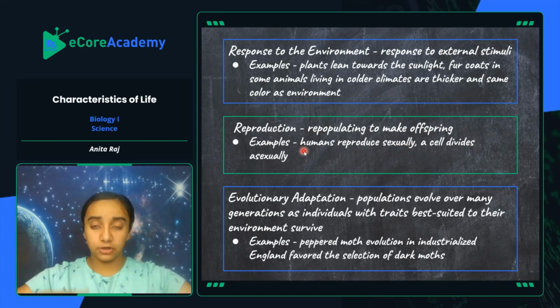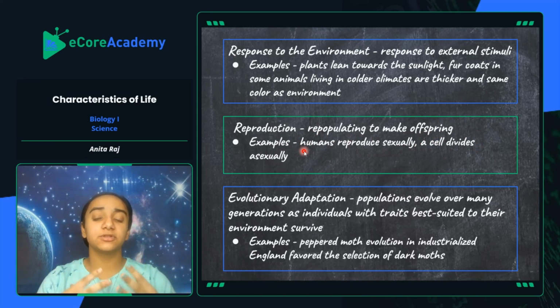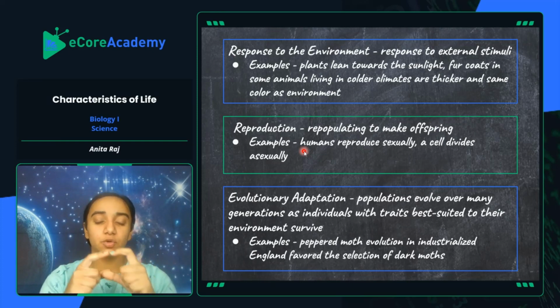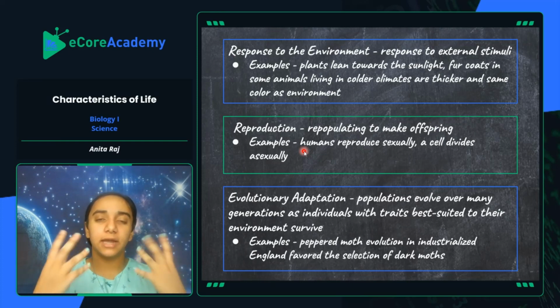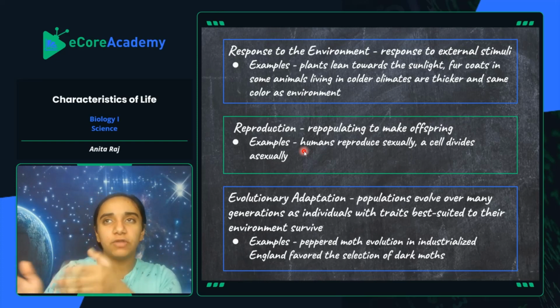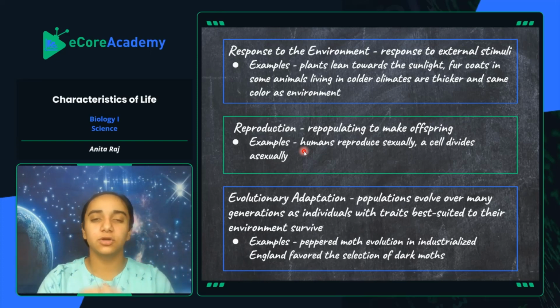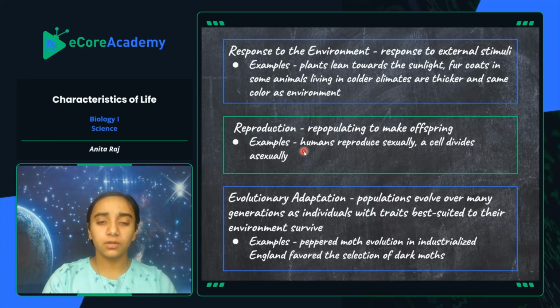So as humans, we actually are capable of reproducing sexually, but our cells themselves, like the cells in our body, reproduce asexually, meaning there's one parent. So one single cell splits into two. It's the parent to both of those cells. There's no female or male involved, just one individual. Some plants also do this.